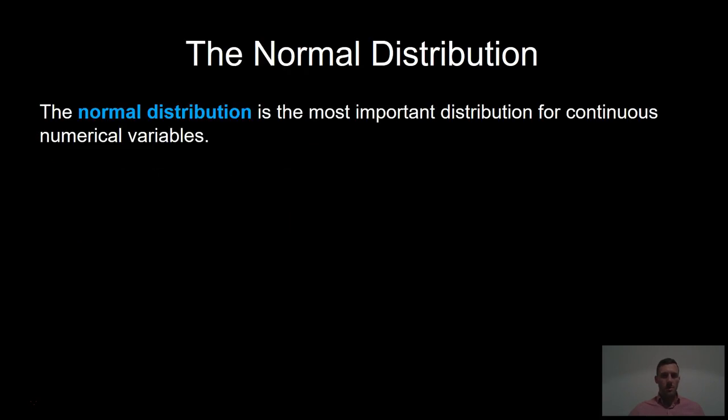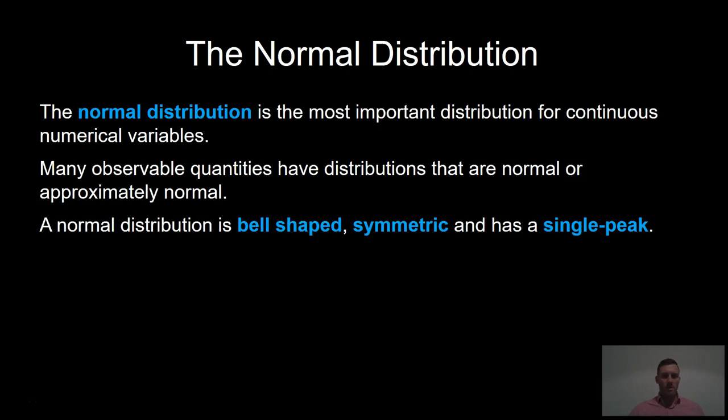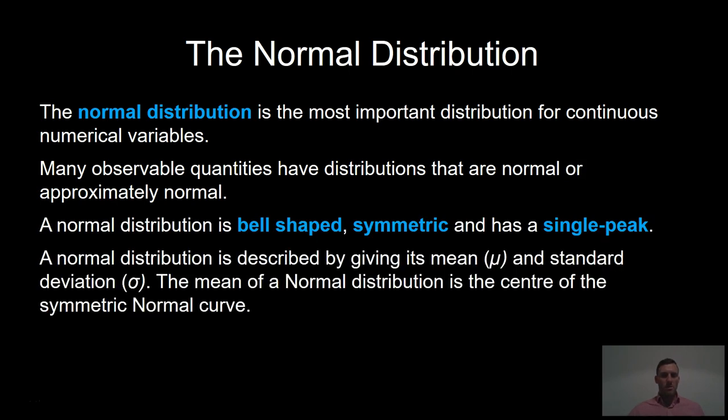The normal distribution is the most important distribution for continuous numerical data. This means things that are measured such as height, length, weight, time, etc. Many observable quantities have distributions that are normal or approximately normal. A normal distribution is bell-shaped, symmetric, and has a single peak. A normal distribution is described by giving its mean and standard deviation.